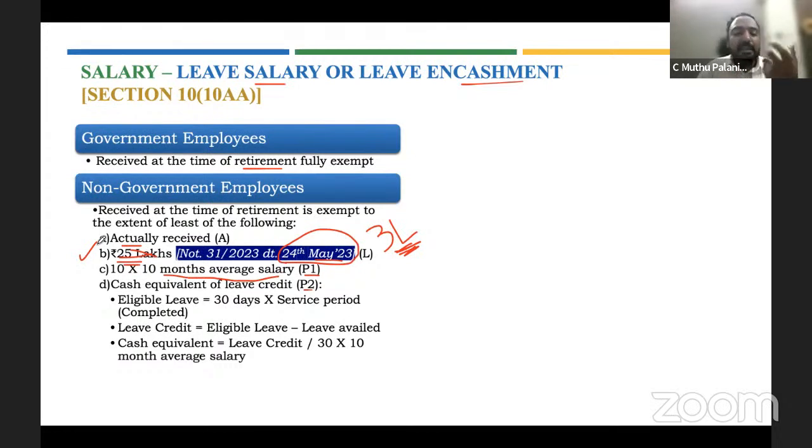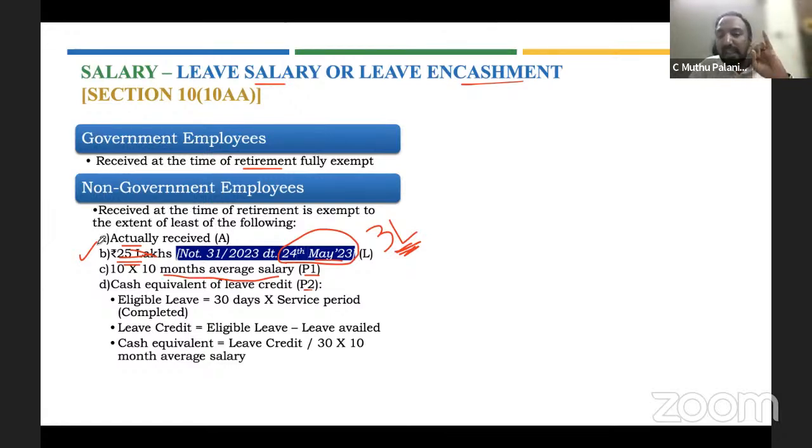Why critical? Any amendment is critical for examination. There is an added weightage to any amendment. So this is an amendment. Till May 2023, it was 3 lakhs. From 24th May 2023. From November 23 examination, the revised limit for leave encashment will be 25 lakhs. So please remember, you will be very much tested on this provision. There is a high possibility.